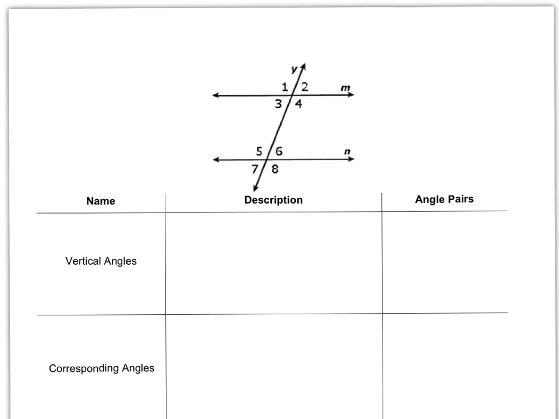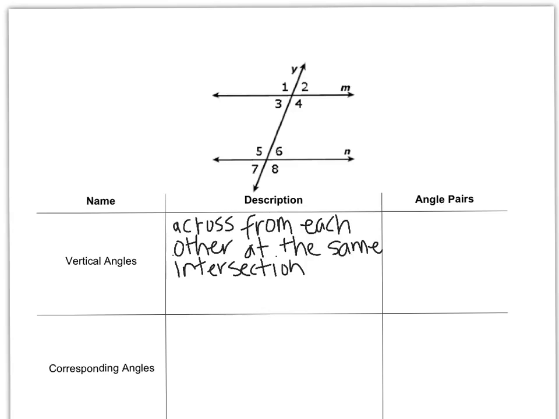First angle relationship, you might remember this from 7th grade, is vertical angles. Vertical angles are angles that are kind of like across from each other, but at the same intersection. The angles that would fit this description would be angles 1 and 4. You see they're across from each other at this same intersection. So that's our first angle pair.